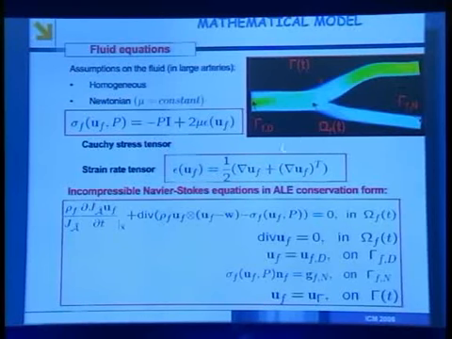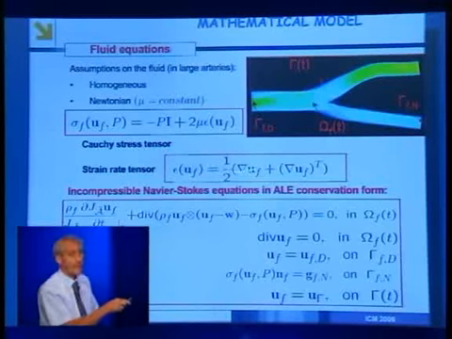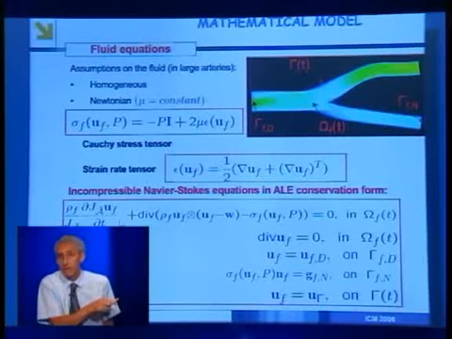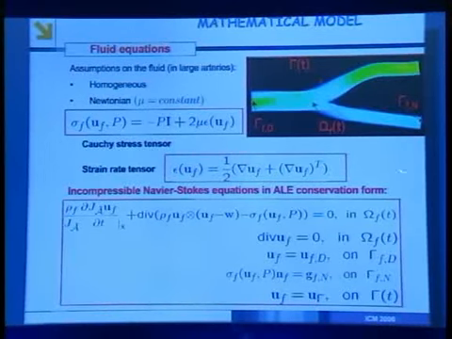This is a branch, a bifurcating artery. We have plenty of bifurcation in our body. We start from a single artery, which is the aorta, and then you have at least 14 levels of bifurcation in the whole body. We truncate this domain artificially, so we have an inflow boundary, gamma D, where we put a Dirichlet data, and an outflow boundary, gamma N, where we put a Neumann data.